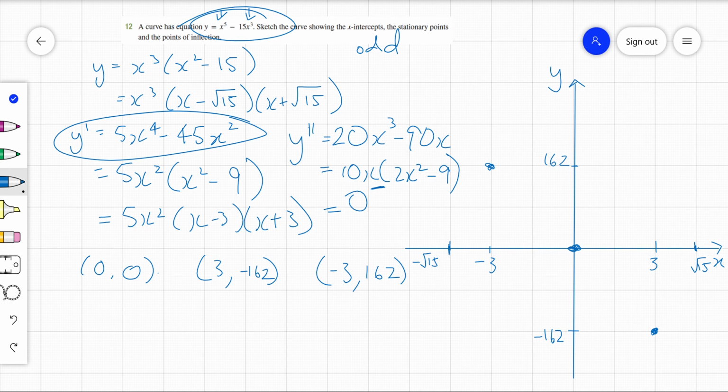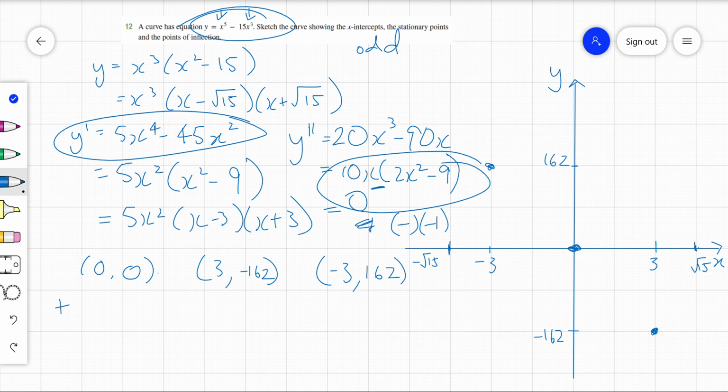So if we just check either side of 0, for example, 1 and minus 1, if I put negative 1 in here, you can see it's going to be a negative for negative 1. And then in that bracket, it's going to also be a negative. So it's going to start with a positive on the left-hand side. So it's part of a happy curve on the left-hand side.